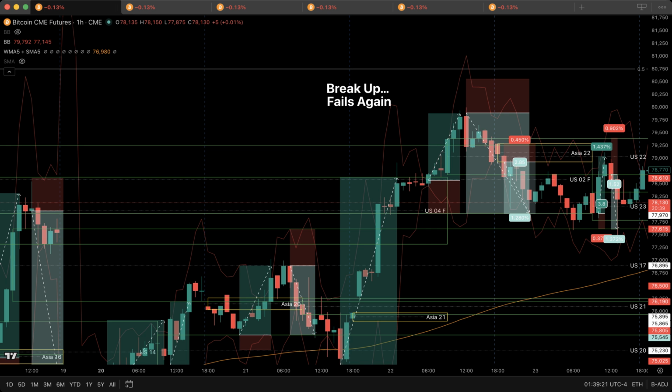Stop sits above April 22nd U.S. session upper boundary. Because if price moves there, this failure becomes expansion. Target sits at April 17th U.S. session upper boundary. Because that is where downside previously paused. Risk-reward ratio, 1.52.